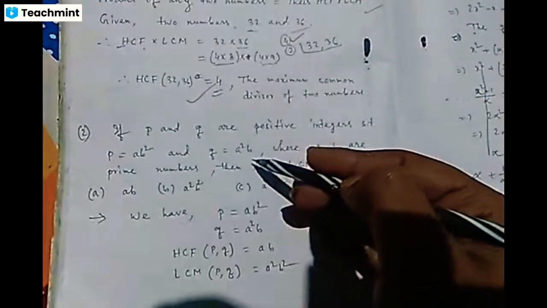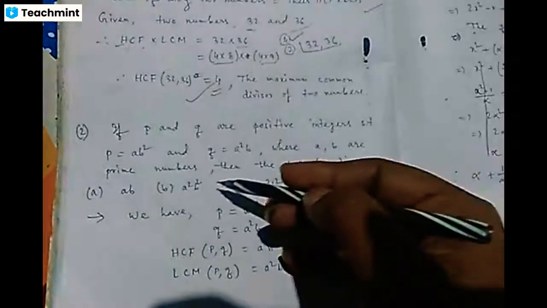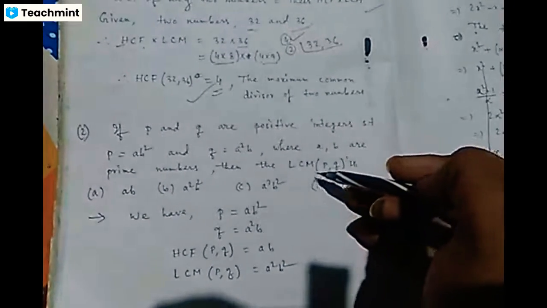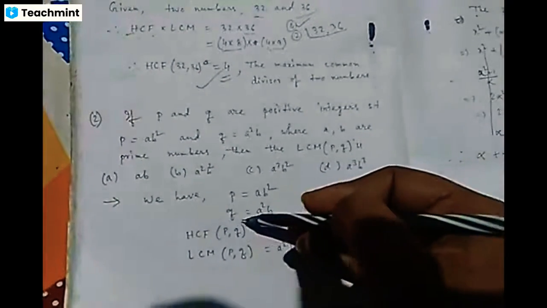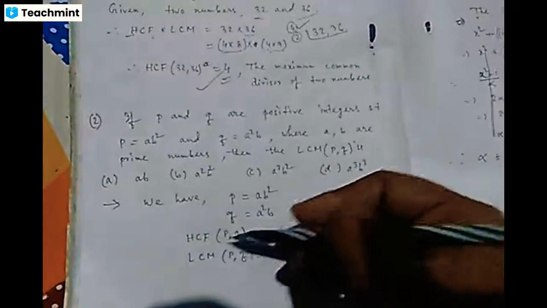Now the second question: if P and Q are positive integers such that P is equal to AB square and Q is equal to A square B, where A and B are prime numbers, then the least common multiple of P and Q is: first option AB, second option A square B square, third option A cube B square, fourth option A cube B cube. So we can write again: P is equal to AB square and Q is equal to A square B. So how can we find it out?